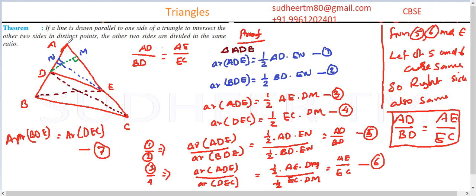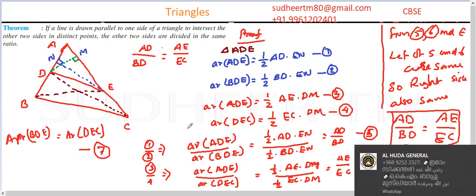AD by BD is equal to top left divided by bottom left, is equal to top right divided by bottom right. Similarly, we can represent this equation as top left divided by full, meaning AD by AB is equal to top right AE divided by AC, or BD by AB is equal to EC by AC, or AC by AE is equal to AB by AD. In so many ways we can write this equation. We will be using this equation for doing many problems in this chapter.